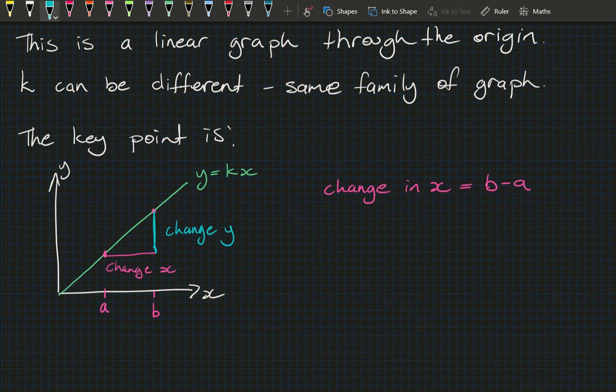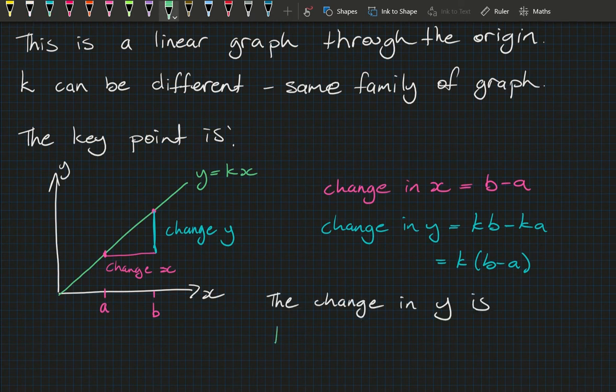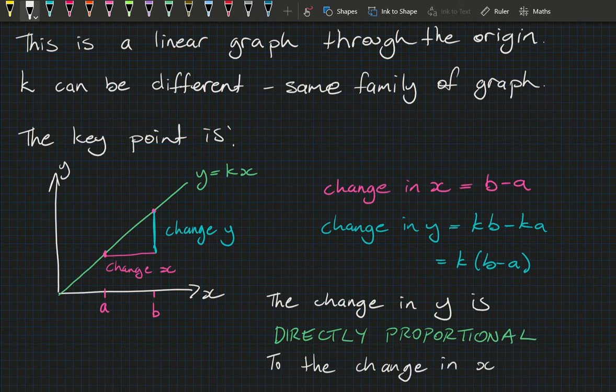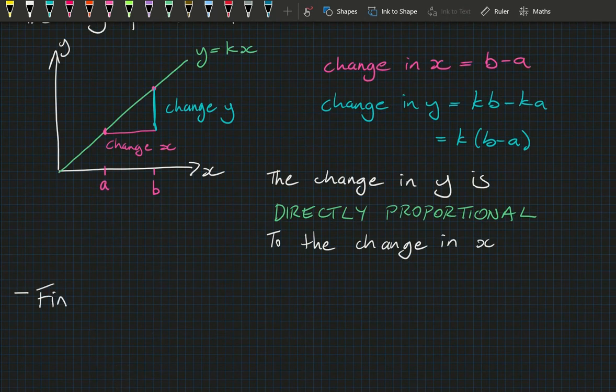So in this situation, the change in y would be k times b minus k times a. And if I factor out the k, that's equal to k times (b minus a). And so the change in y is just a multiple of the change in x. So therefore the change in y is directly proportional to the change in x. So we can use these facts and some simple algebra to find k given matching values of the two variables.